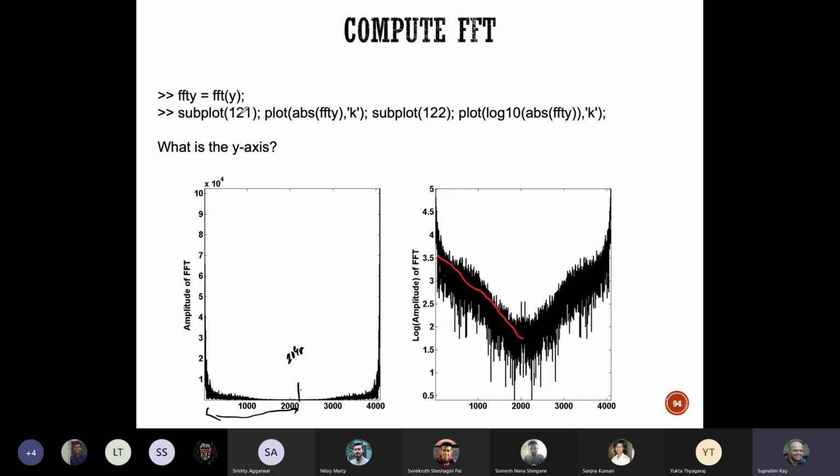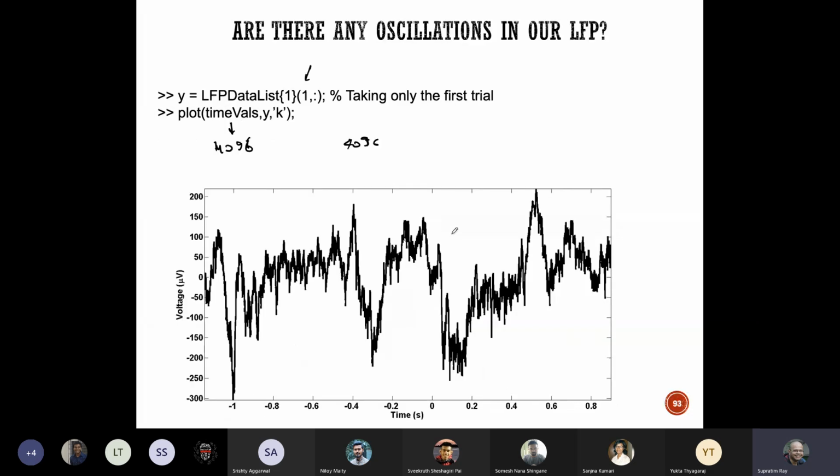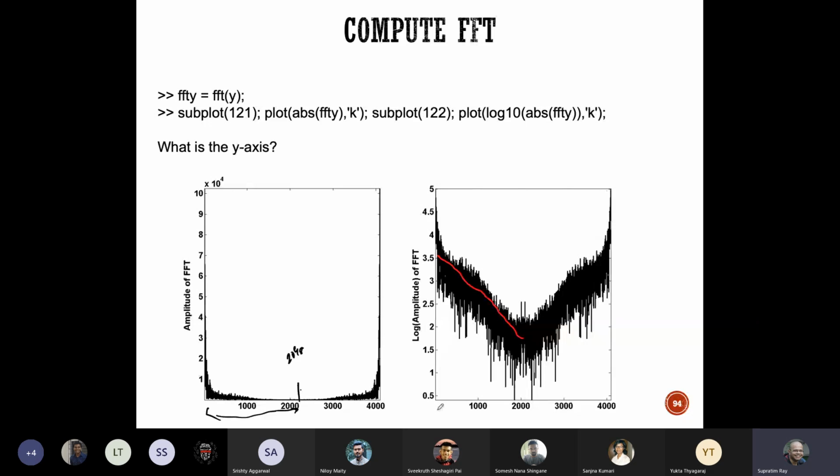So now you say, okay, this looks like a very tricky function here. What can I now get back to the question which I had asked, whether my LFP has any oscillation? So the first thing I need to do is find out what the frequency axis is. This axis is between 0 to 1 to 4096 samples, but each of them corresponds to some frequency, right?